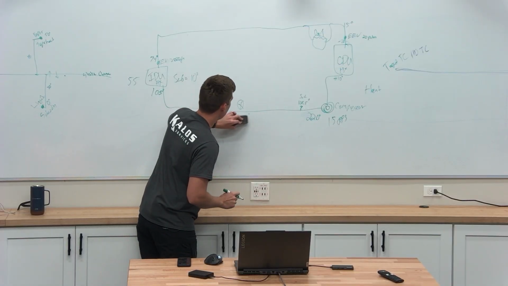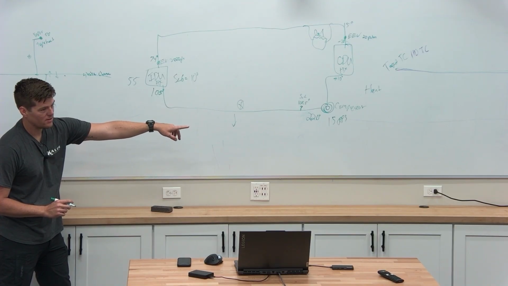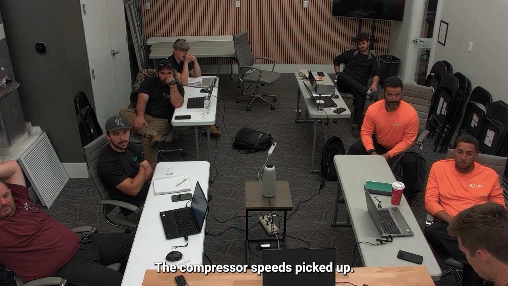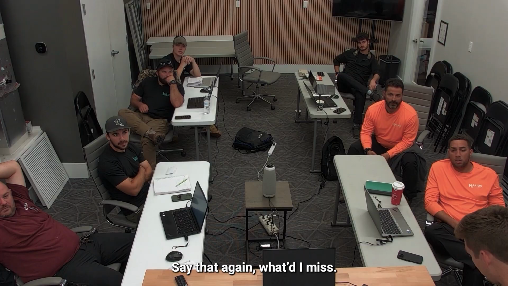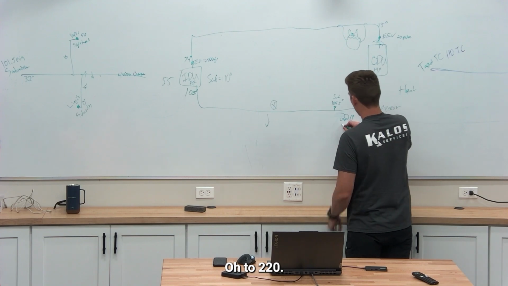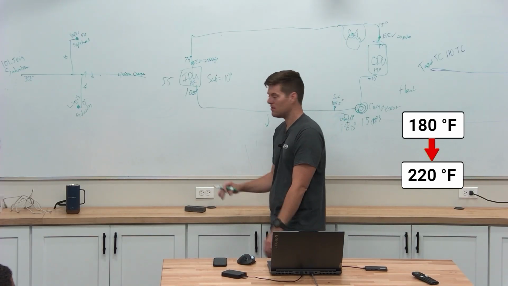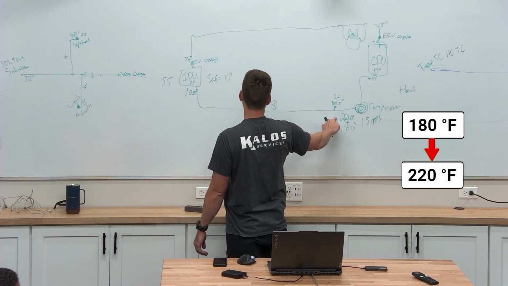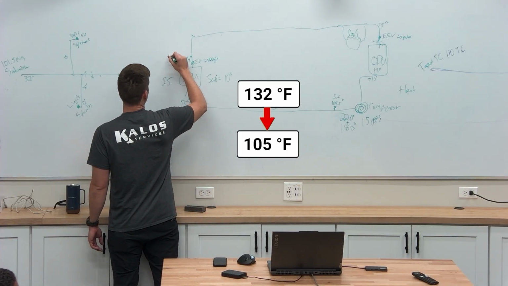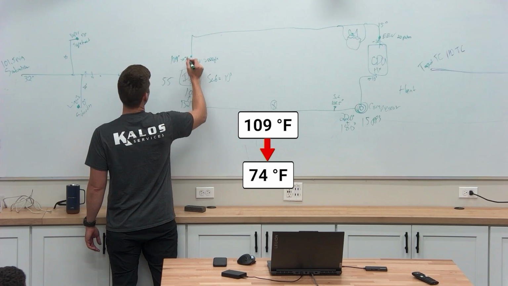So what happens? 220 degrees now. Was 180, now it's 220. Why is it so hot? Compressor speed's picked up? Nope, compressor speed hasn't changed. We're changing timestamps. We went 10 minutes ahead. We went from 180 to 220. We went from 132 to 105. We went from 109 to 74.